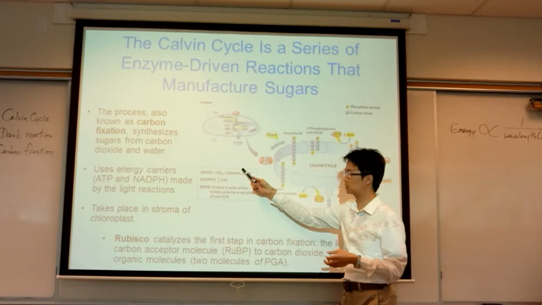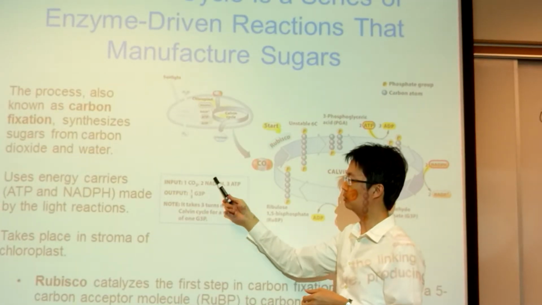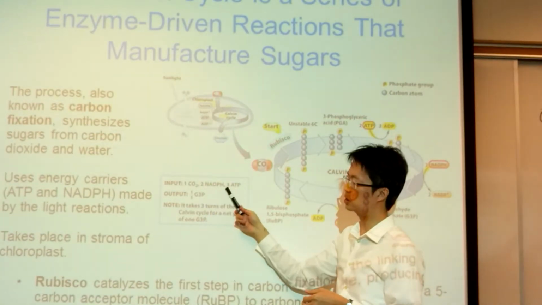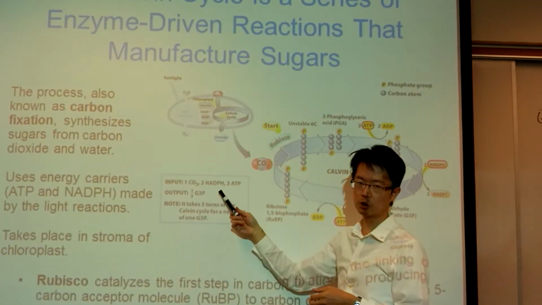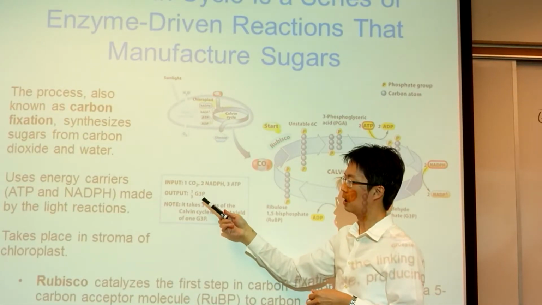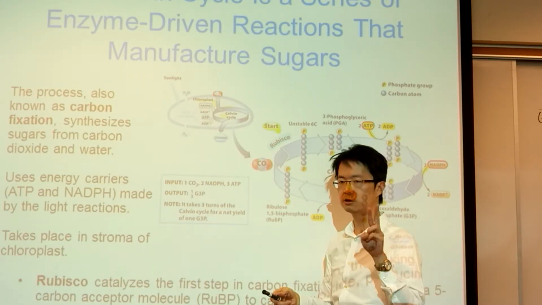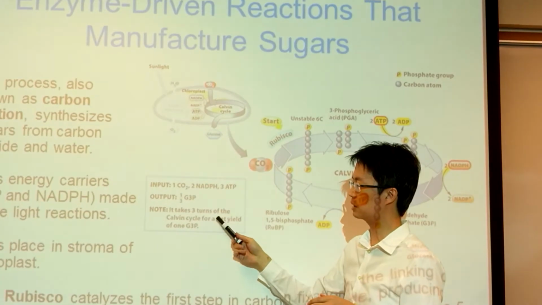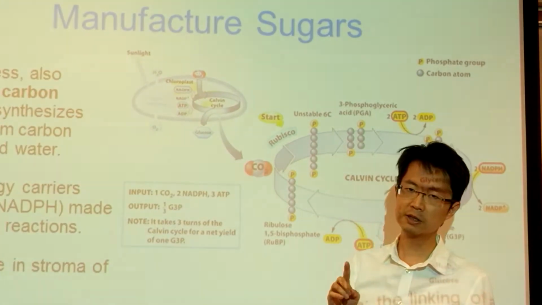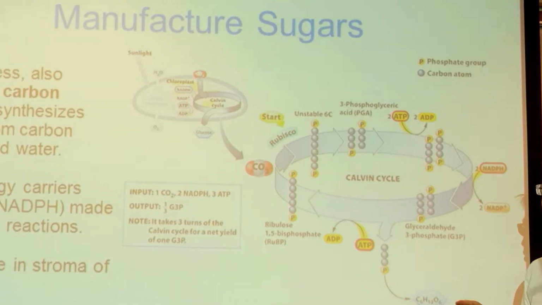So this box is good, I like it, because the input or the reactant is carbon dioxide. And then NADPH and ATP are the energy providers. Output, we call it G3P. G3P is the precursor of sugar, glucose. But one Calvin cycle only makes 1/3 of the G3P. So you need 3 Calvin cycles to make one complete G3P. This is a little bit tricky here. One Calvin cycle only makes 1/3 of the G3P. You need 3 Calvin cycles to make one complete G3P, which is a precursor of glucose.